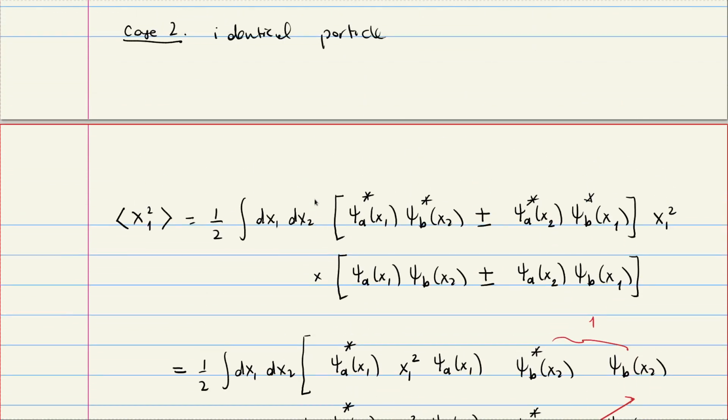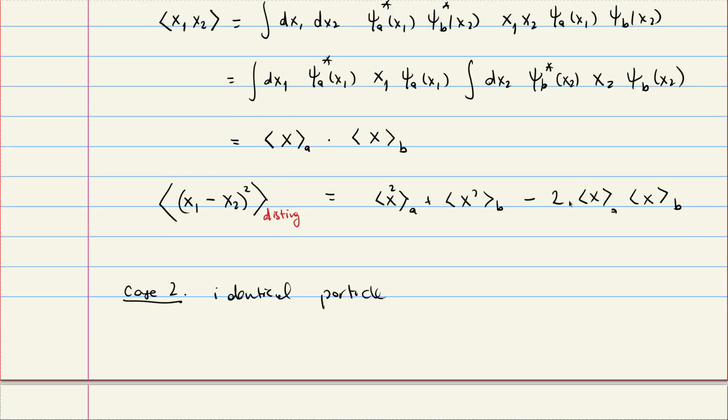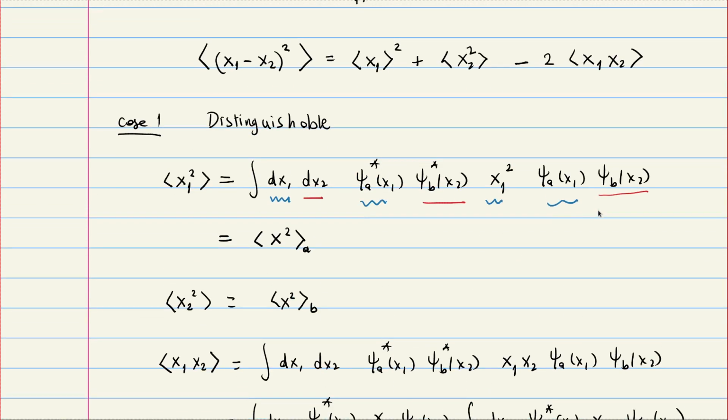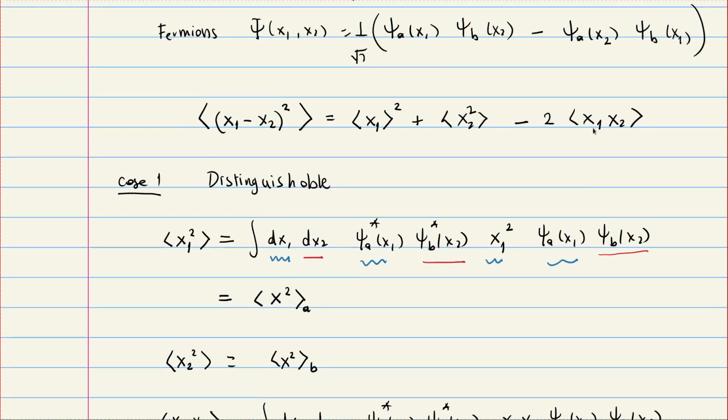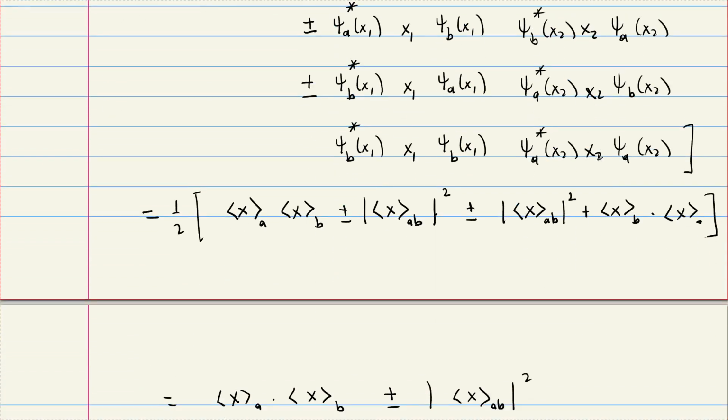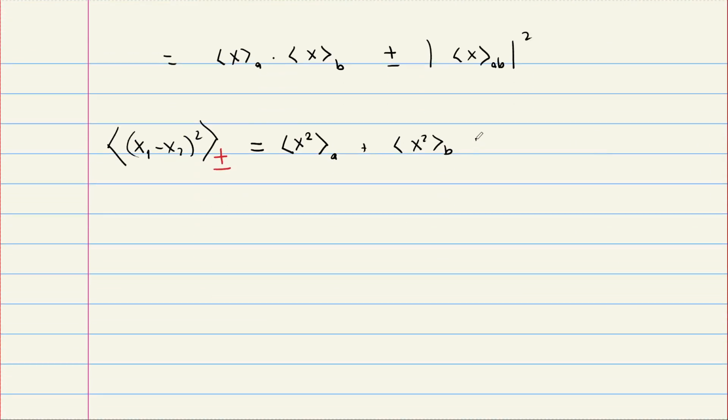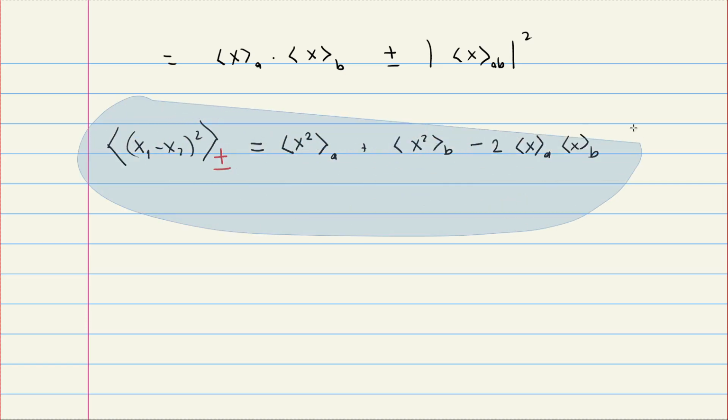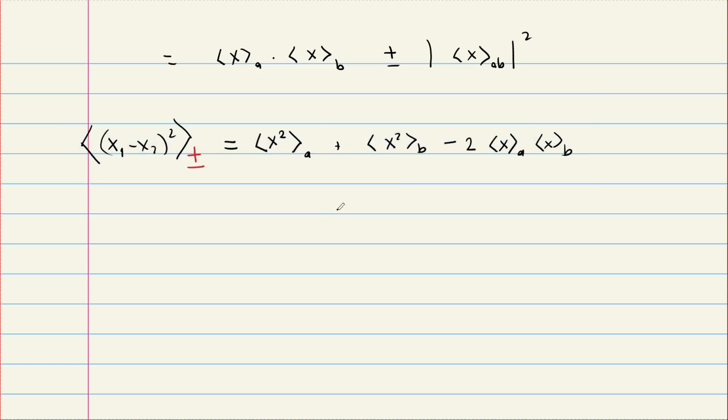We are trying to calculate here 2 times, where did I write this? Okay, this 2 times expectation value of x1, x2. So I need to put that in. At the end, this becomes plus, actually minus 2xA and xB. So this is exactly the same as distinguishable particles, but we have this additional term. And this additional term comes with minus or plus.